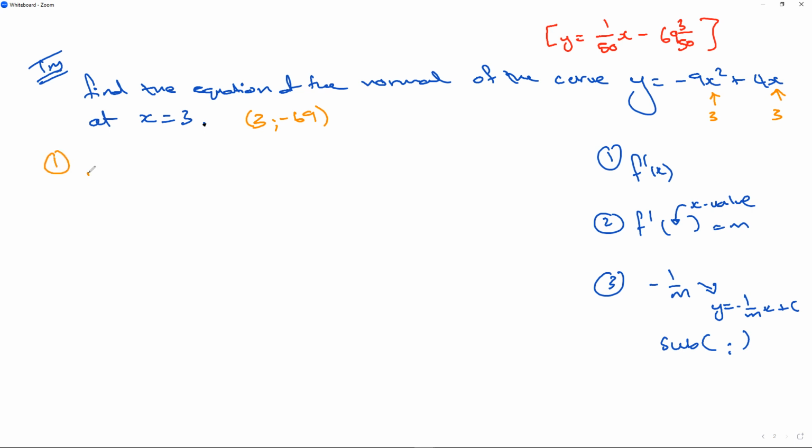Let's go to step 1. The derivative is going to be −18x + 4. I'm going to substitute in step 2 now, x equals 3.